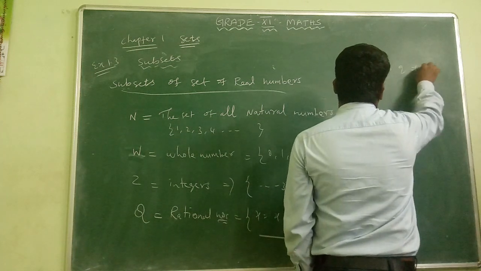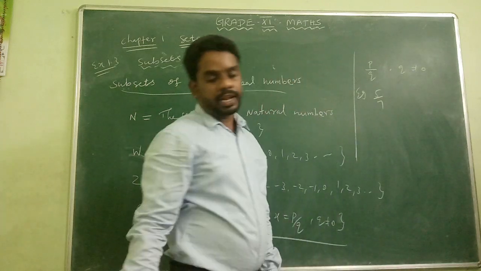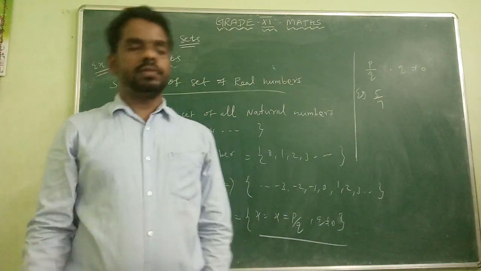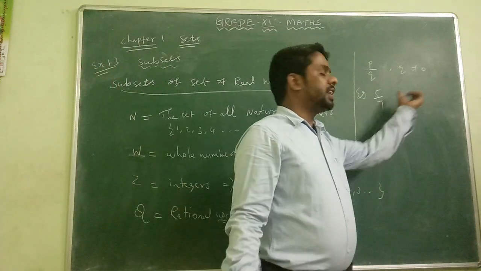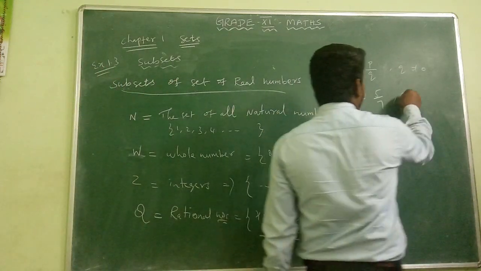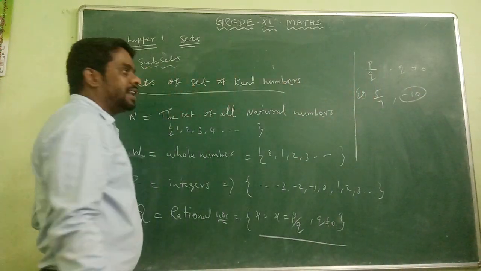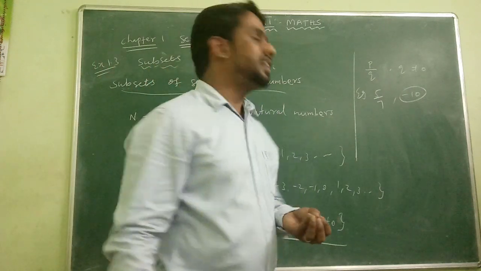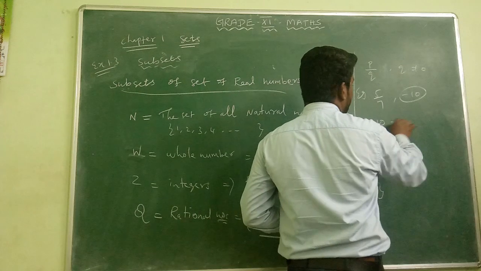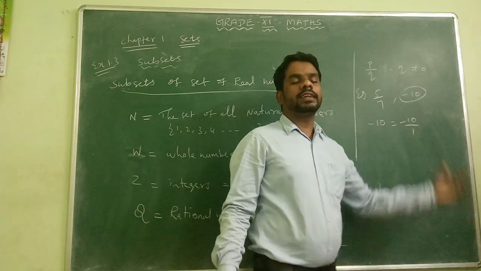For example, 5 by 7, 1 by 2, 3 by 4. For 5 by 7, the denominator value 7 is not equal to 0. And minus 10 also belongs to Q. Minus 10 is a rational number, since minus 10 is written in the form minus 10 by 1, and 1 is not 0. So minus 10 is a rational number.